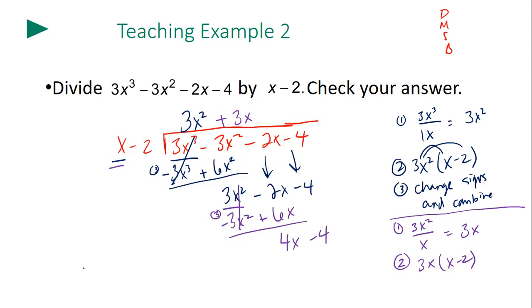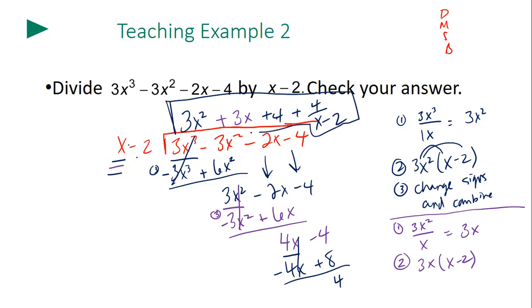And then I'm going to repeat the process again until I can't anymore. So I divide 4x by x, which gives me 4. After I divide, I multiply. 4 times x is 4x. 4 times negative 2 is negative 8. We subtract and combine, and I'm left with positive 4 as my remainder. So here's my quotient, and my remainder is 4 over x minus 2. And that is how we divide. We will continue this on Tuesday.